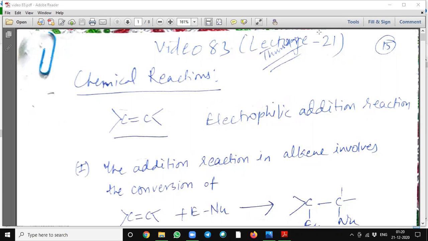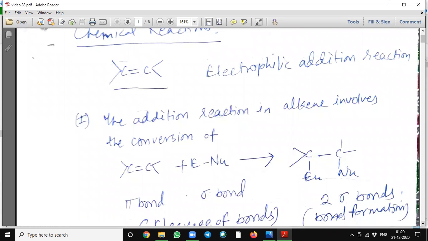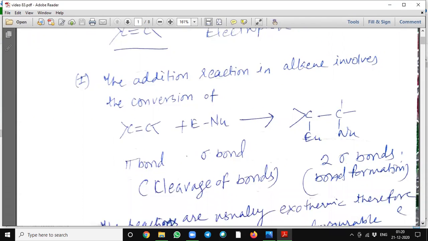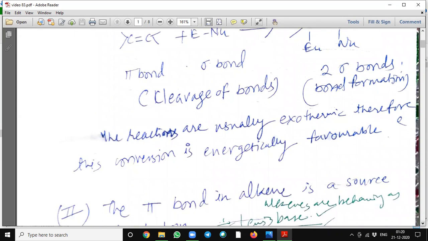Today, we will see the chemical reactions of alkenes. Alkenes give electrophilic addition reactions. The addition reaction in alkenes involves the cleavage of the pi bond, and it will form new sigma bonds. The reactions are usually exothermic, therefore the conversion is energetically favorable.